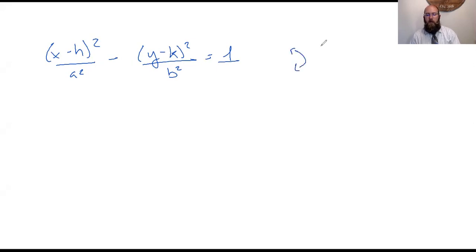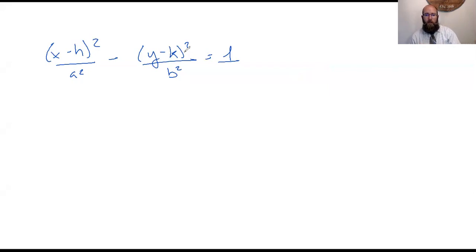I like to think about these like parabolas, but there are two of them, and they're separate. With ellipses, I almost thought about that as two parabolas coming together. Hyperbolas, I think about those as if they passed through each other. So now they're facing away from each other.